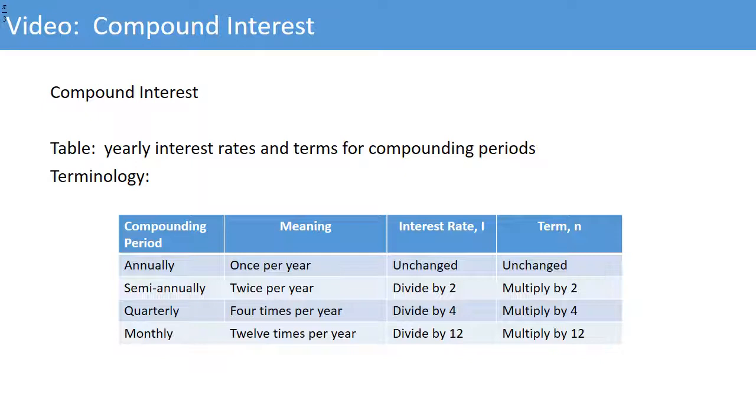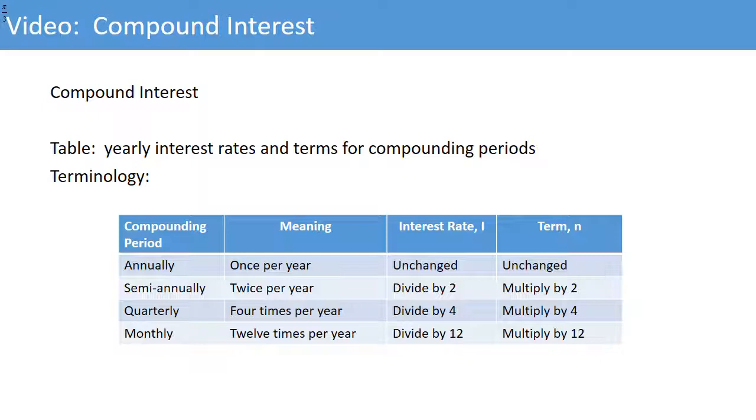Semi-annually means that twice a year interest will be calculated. The interest rate then needs to be divided by 2, and you will get 2 times a year that interest is calculated, so we multiply the term by 2. Quarterly means 4 times per year. 4 times means that we have to divide the interest rate by 4. We would then have 4 compounding periods per year, so n would be 4.